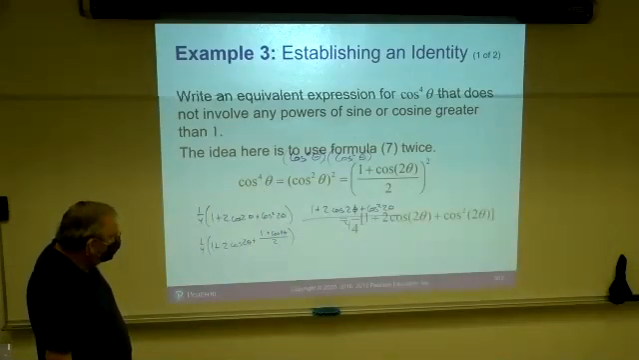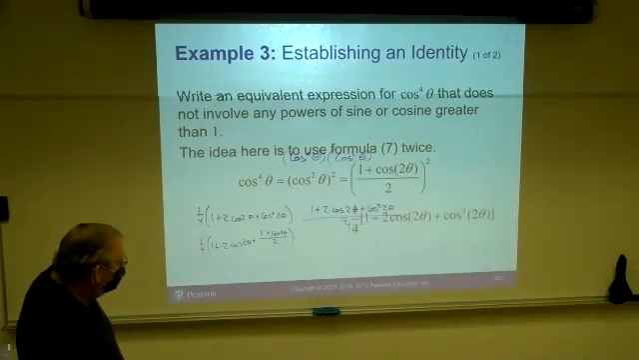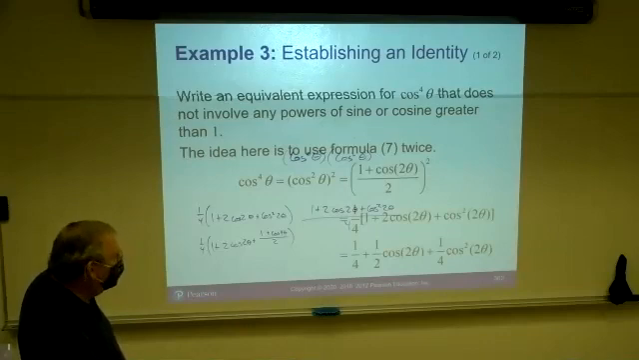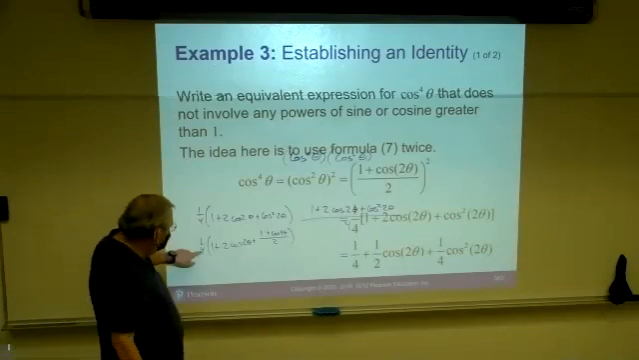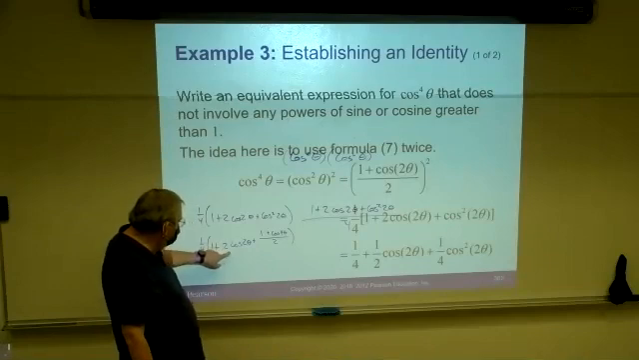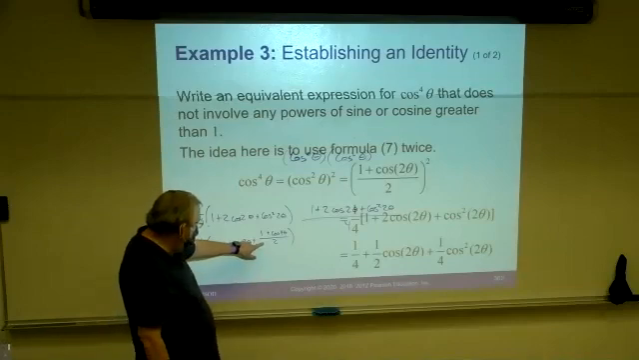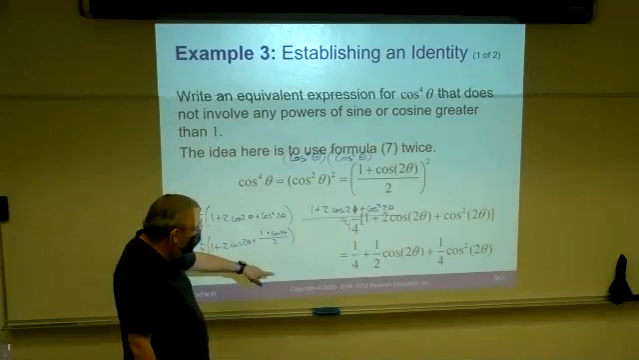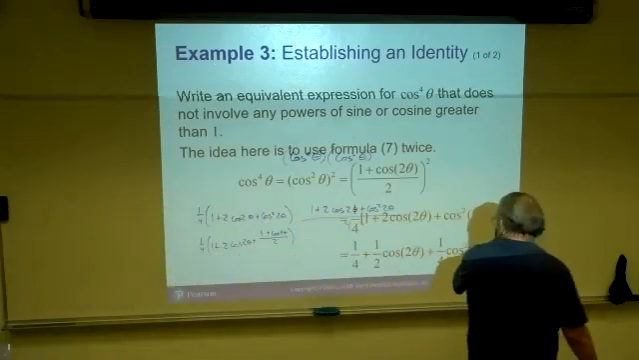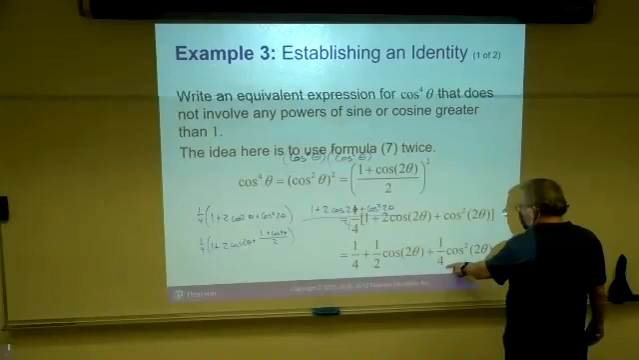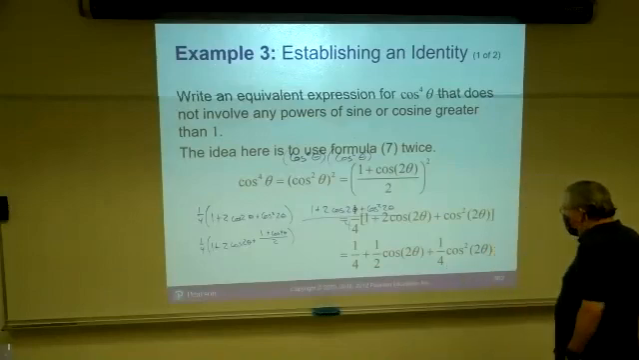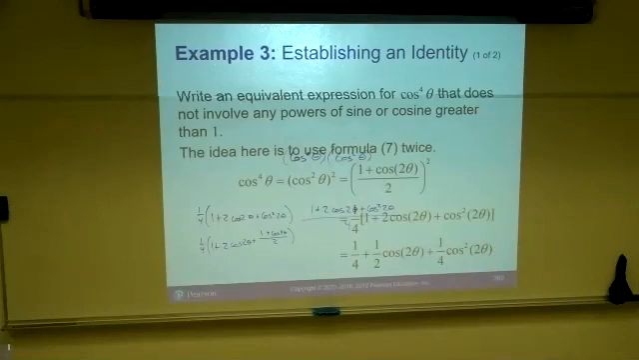And what do they do there to rewrite that? They just went ahead and multiplied in by 1/4. So 1/4 times 1 is 1/4. 1/4 times 2 cosine 2 theta is 1/2 cosine 2 theta. And 1/4 times this, that should have been 1/8. I'm thinking this should have been 1/8. Yeah, that should be 1/8. Another typo on their part.